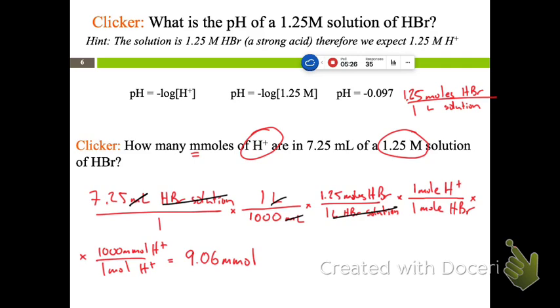Why do we have to do this step right here? Why do we need to convert from milliliters to liters? The molarity is in liters. Why did we do this step? We went from how much volume it takes up to how many moles are in that volume. And then we said, well, for every HBr, we know that we form one H plus ion. And then I asked for it in millimoles. So it's a lot of different steps.